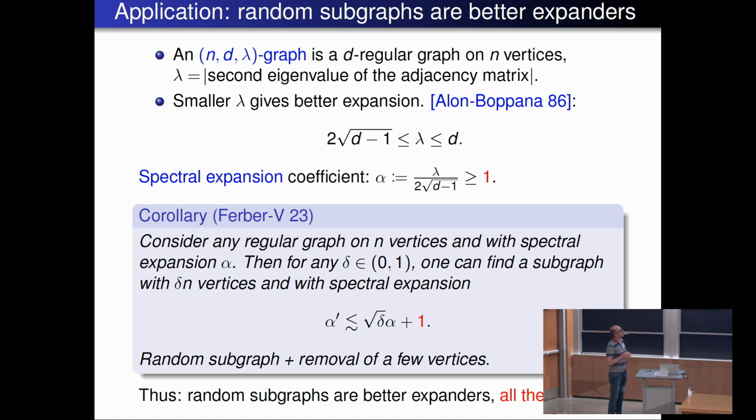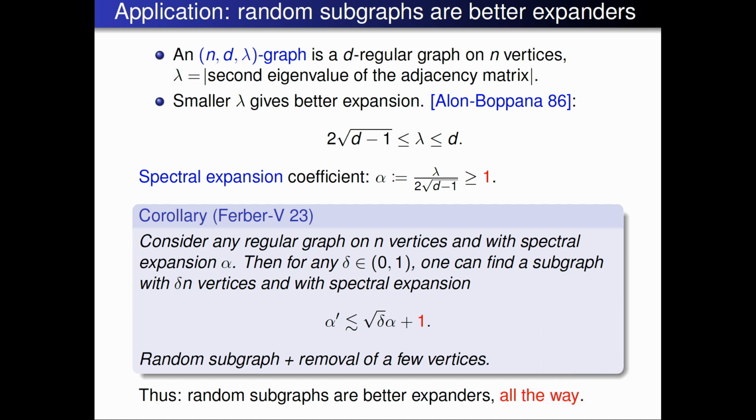So the second eigenvalue is bounded by d trivially, and non-trivially, the best you can get is 2 root d minus 1. In that case, it's called the Ramanujan graph. This is the best possible expander ever. So let's measure the quality of expansion by taking the ratio between lambda and the left-hand side, like this. It's always bounded by 1. This is the Alon-Boppana bound. So the spectral expansion is always bounded by 1. It's achievable, but generally it's larger. Okay.